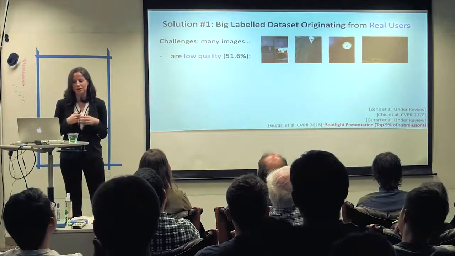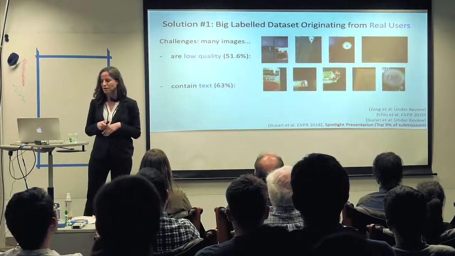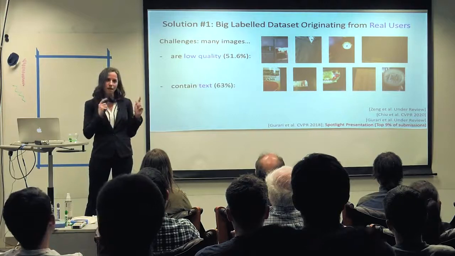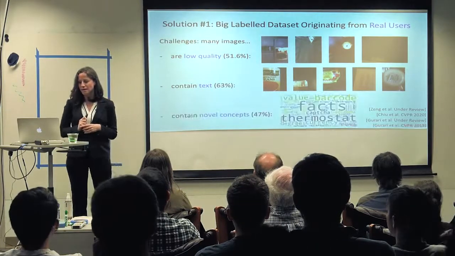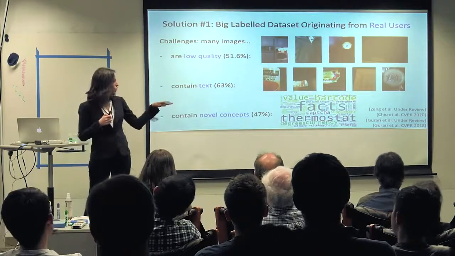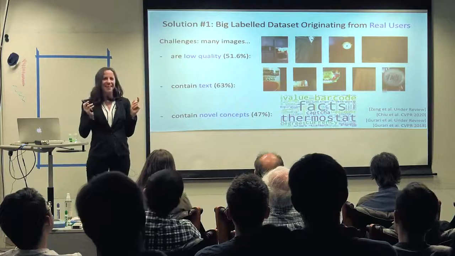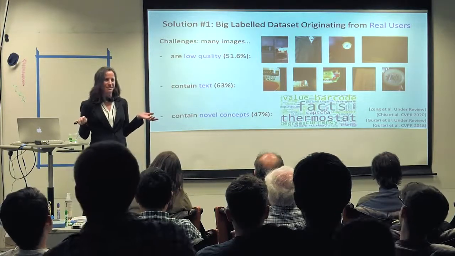This data set is challenging for algorithms for many reasons, including that many images are low quality. Many contain text. That is not the case for other data sets that are out there. And they contain novel concepts. So many images contain things like currencies, CAPTCHAs. And it turns out a lot of them are pictures of Kellogg branded items.